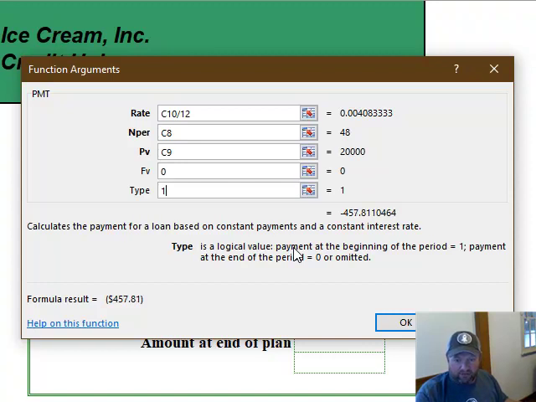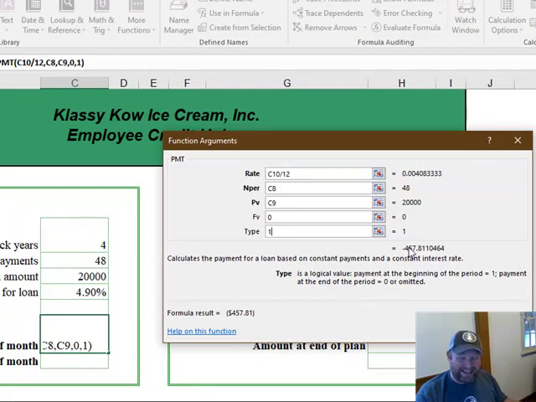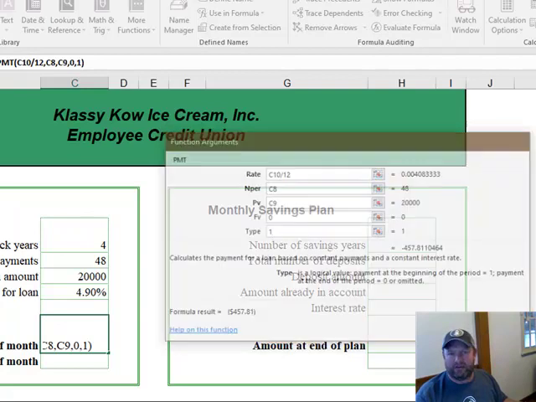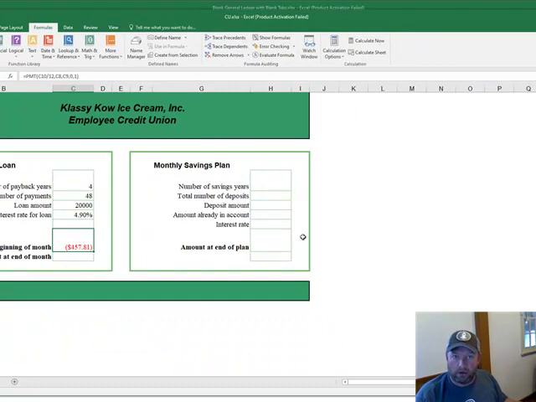Now you're going to see a negative number here, all right, in our box of negative 457.8. Now go ahead and hit enter, and you're going to see that number as a negative number. Why is it negative? Well, because that's money out of your pocket. That's money you are paying for a car. That's the big question. Are you ready to make a payment of $457.81 for a $20,000 car over 4 years? It's a lot of money.